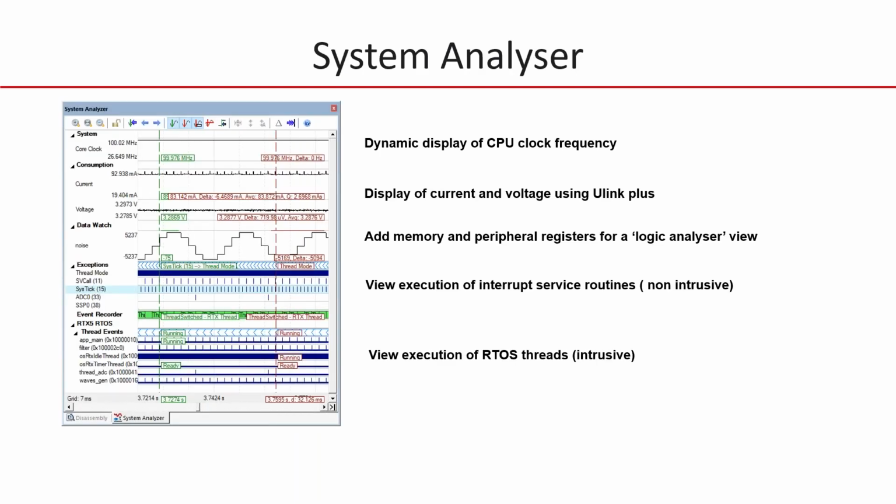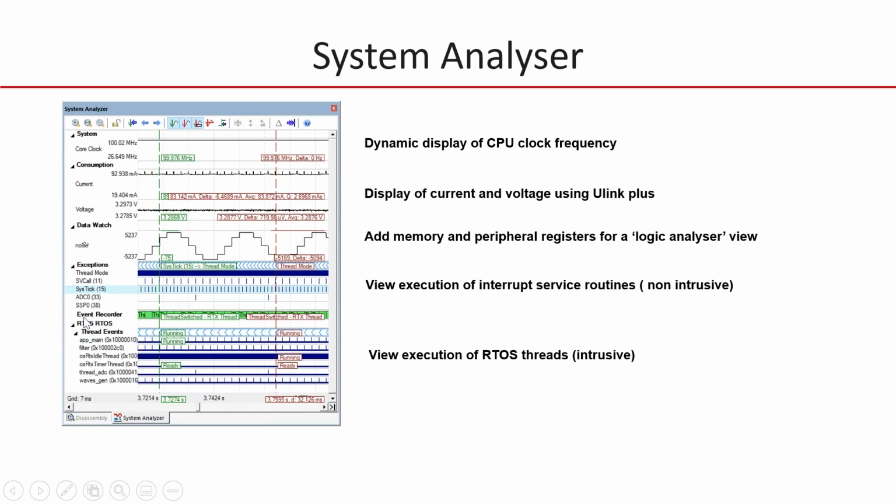All of this information can be displayed graphically in a new window within the debugger called the System Analyzer. So in here, we can look at variables and then we can chart them graphically. We have a trace of all our operating system threads. So as they execute, we can see how our execution is moving between threads. And similarly with our interrupts as well. So we can see the entry and execution time of all of our interrupts. With the Ulink Plus, we can also see current and voltage on the target as well.